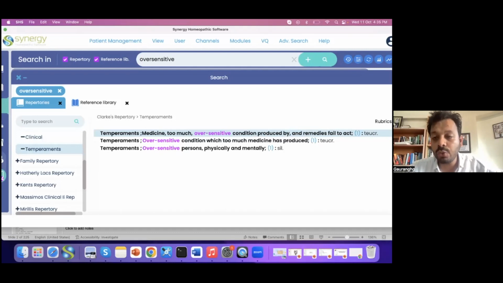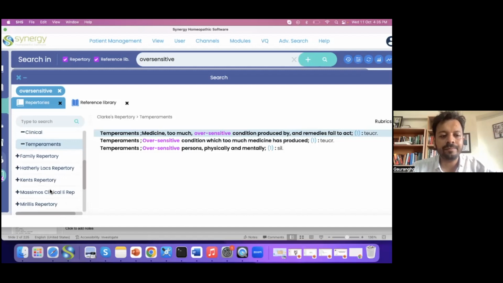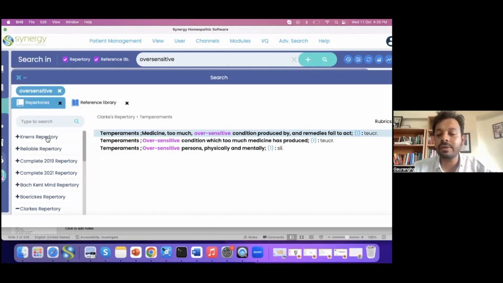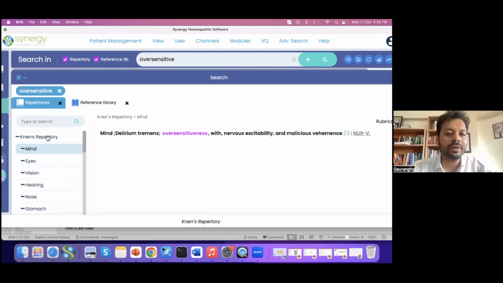And there is a remedy, Teucrium marum verum. This is a very interesting remedy in this rubric, which is worth understanding. And this is specially given in the Clark repertory. Of course, this is also given in the Kent repertory, but Clark is one of the repertories in which it's given. And from there, we go to the Nair repertory.